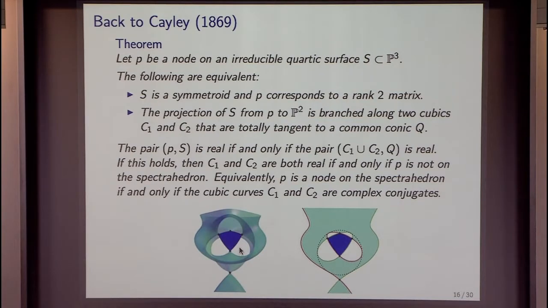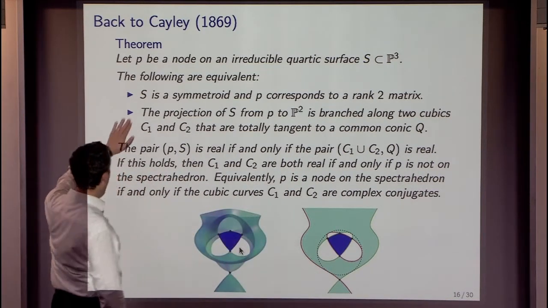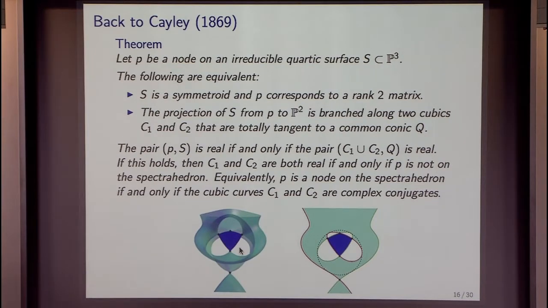So here's the theorem. Suppose we have an irreducible quartic surface S in 3-dimensional space, given by a polynomial of degree 4. And P is a singular point that's a node. We're going to place a camera on that node, and we're going to take a picture. We're going to project from that node into the plane. Then the following 2 conditions are equivalent. This is Cayley's theorem. Condition 1: S is a symmetroid, with P corresponding to a rank 2 matrix. That means the surface has a representation by a symmetric matrix of linear forms, and the special point P is a rank 2 matrix in that 4x4 matrix.